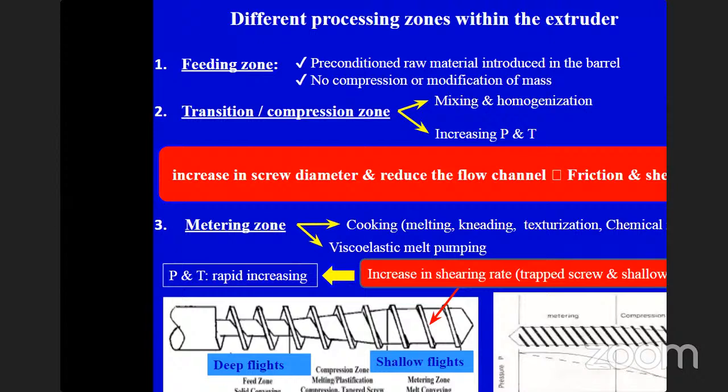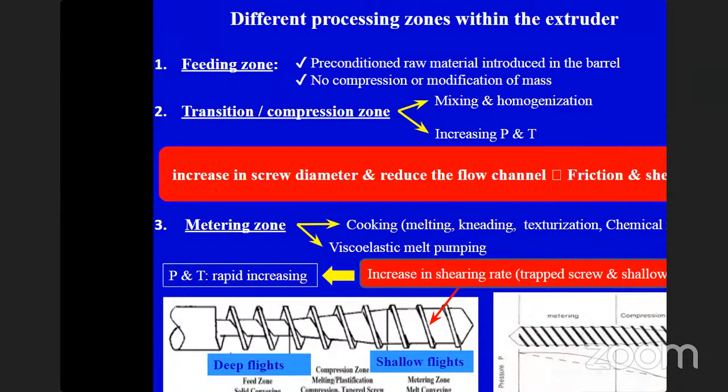The second zone is a transition or compression zone. This zone is known as the kneading zone, where mixing and homogenization take place. The compression of food material occurs as a result of increasing pressure and temperature. The flow channels of extruders achieve a high degree of filling as their volume decreases and the screw diameter increases. So shearing starts to play the predominant role because of barrel filling effects, and an increase in temperature and pressure can be observed in this zone.